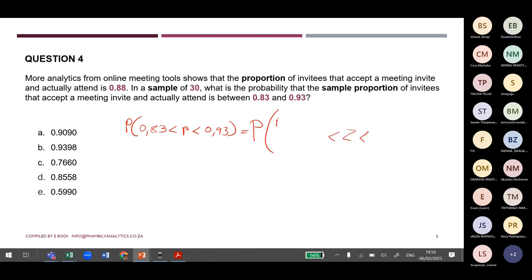So we're going to find Z between P minus the population proportion, divided by the square root of the population proportion times 1 minus the population proportion, divided by n. P minus the population proportion, divided by the square root of the population proportion times 1 minus the population proportion, divided by n.